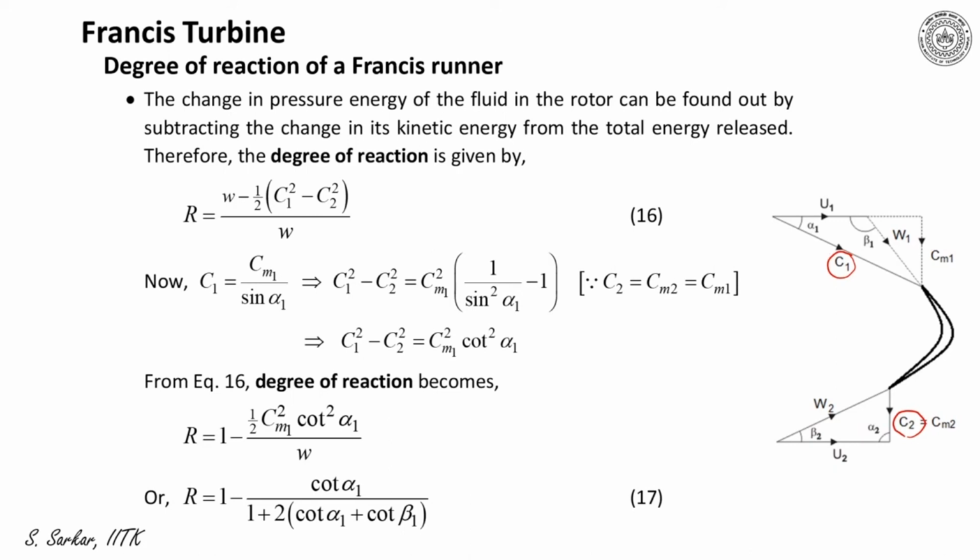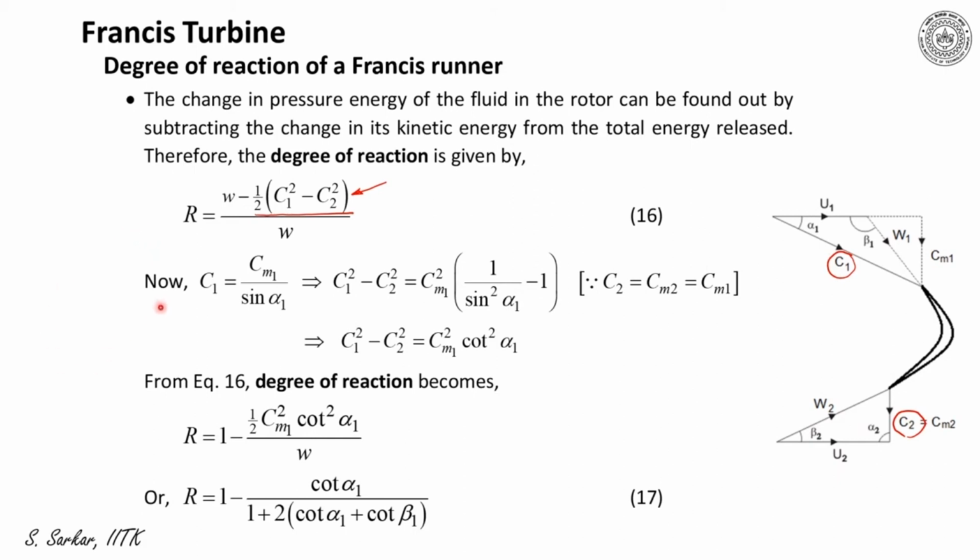Now, the half into C1 squared minus C2 squared represents the change in kinetic energy as the fluid passes through the impeller. Thereby, R is defined here as W minus half C1 squared minus C2 squared, divided by W, where W represents the total energy released as the fluid passes through the turbine.